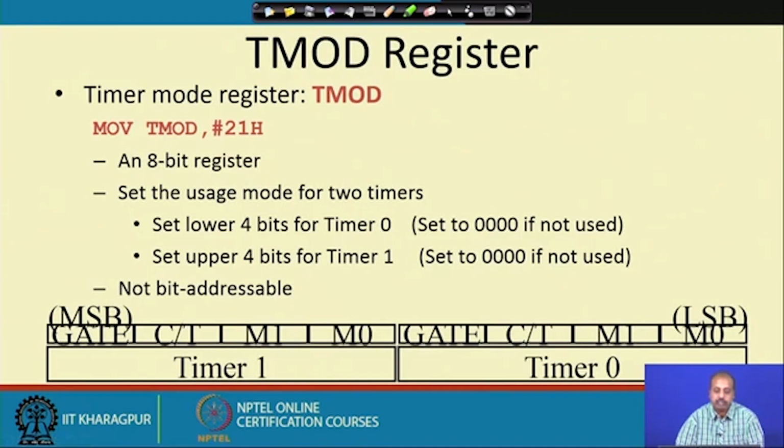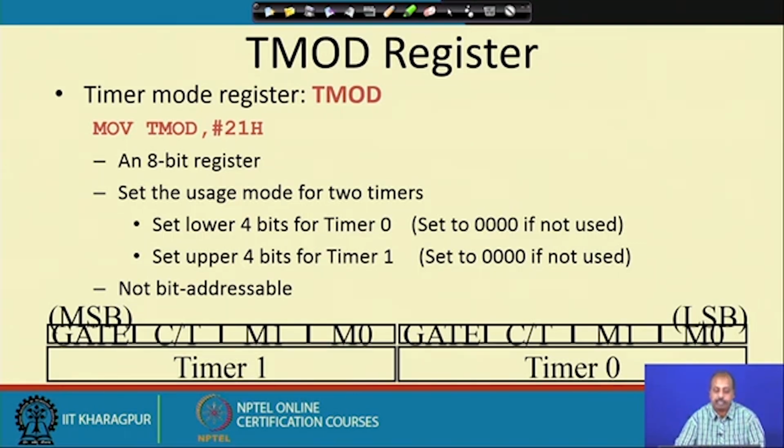Next, we look into the TMOD register, or the timer mode register. This is another 8-bit register. In this 8-bit register, the upper 4 bits are dedicated for timer 1 and the lower 4 bits are dedicated for timer 0. The structure is similar for both the nibbles. The most significant bit is called gate. The next bit is called C/T, that will indicate whether the operation is a counter operation or a timer operation, and then the next 2 bits, M1 and M0, will identify the mode of the timer that we want to operate.